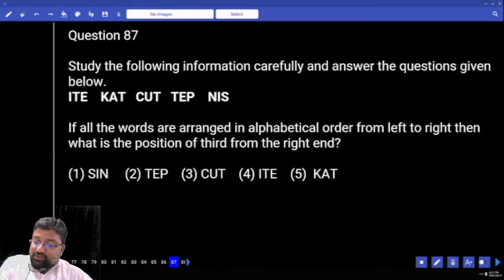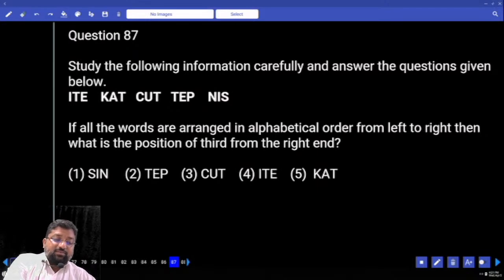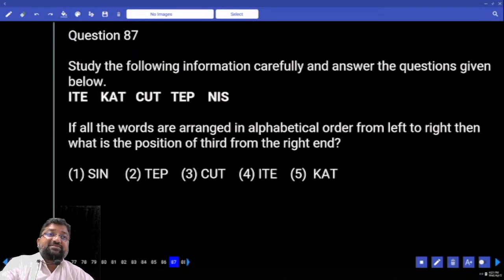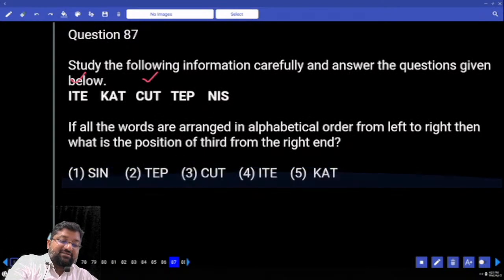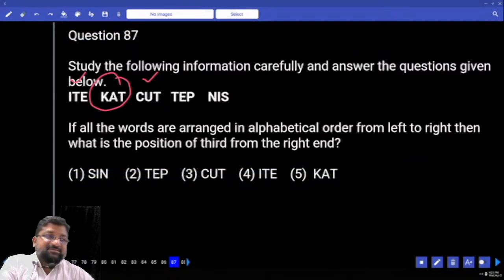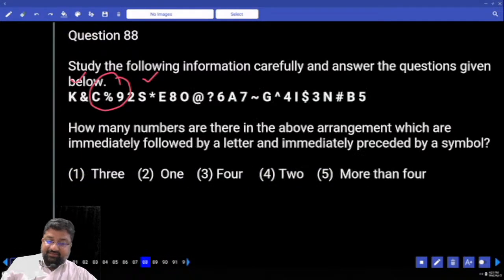87. If all the words are arranged in alphabetic order from left to right, what is the position of the third from the right hand? Total number of words is 5. Third from right, third from left is exactly the middle one. So you have to arrange all the words, not the letters. All the words in which order? Alphabetical. What comes first? A, B, C, D, E, F, G, H, I, J, K. Third is K. Clear?